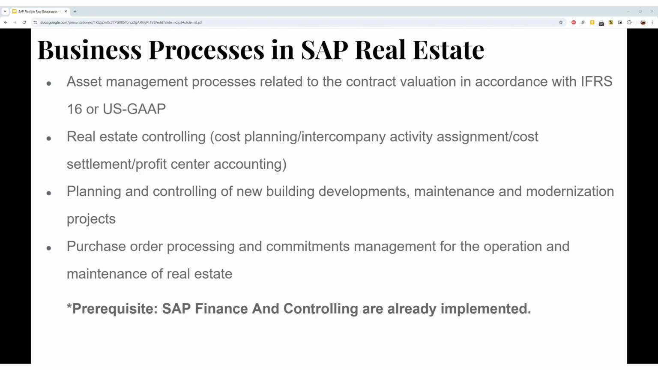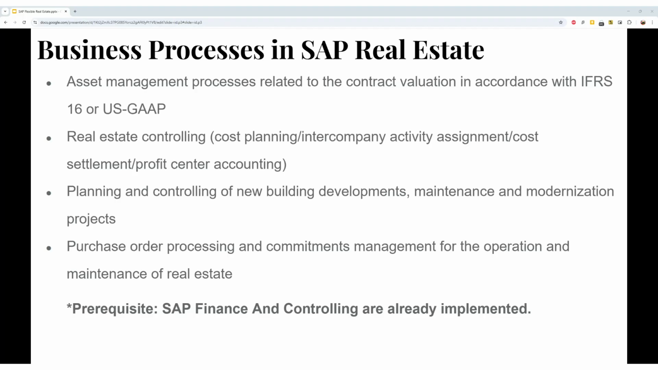So, typical business processes in SAP RE-FX. Asset management processes related to the contract valuation in accordance with IFRS 16 and US GAAP. So all the processes and all the reporting are compliant with IFRS 16.